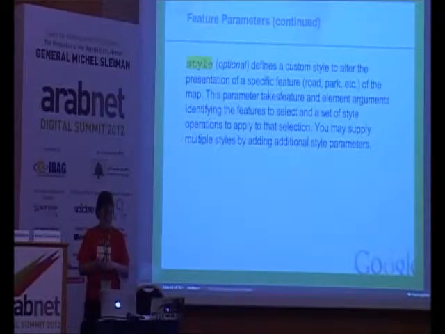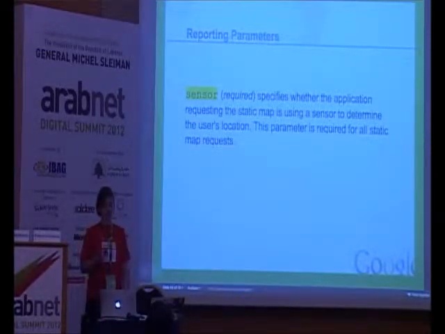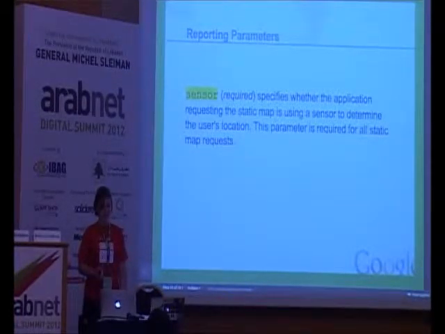And talking about styling, when you change the color of the roads or streets on the map, then you apply the style parameter. It's a bit more complex, so I will show you later where to get all the documentation for the styling. And finally, there is an important thing, which is a required sensor parameter that tells the application whether it should use the information coming from a user, for example, from some GPS signal, or whether it's turned off. So you always need to specify whether it's true or false.